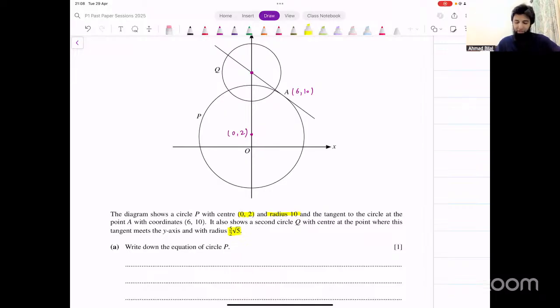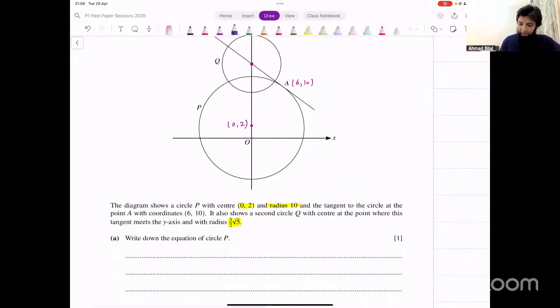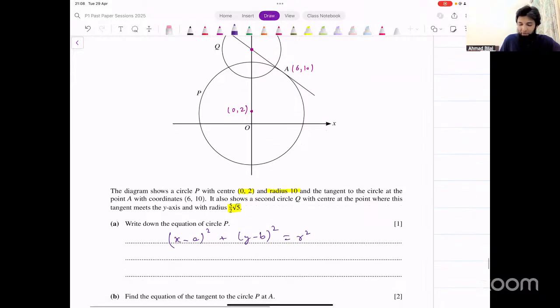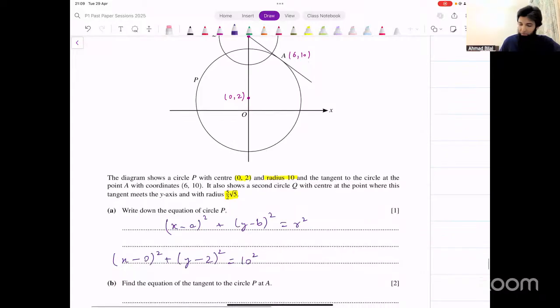First of all, we need to write down the equation of the circle P. P is the lower circle. What's the equation of the circle? (x minus a) whole squared plus (y minus b) whole squared equals r squared, right? That's the form. I'm just writing it down to remind you. You don't have to write it necessarily. Just write down the final equation. (x minus 0) squared plus (y minus 2) whole squared equals r squared, that is 10 squared. Okay, that's the equation of the circle. You should simplify this to write it as x squared plus (y minus 2) whole squared equals 100. That's the equation that we were looking for.